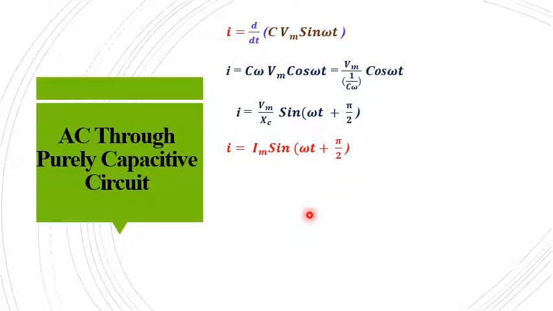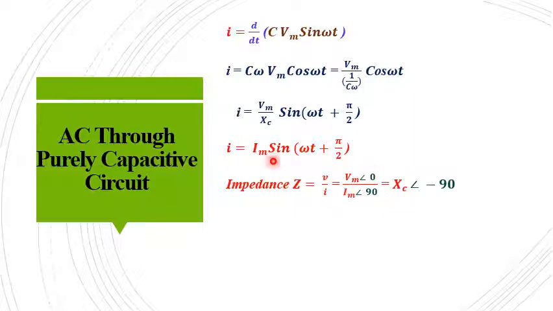Then we need to find the impedance of the circuit. So impedance Z is equal to V by I. V is Vm sin omega t; writing in polar coordinates, it is Vm angle 0. And the current is Im sin(omega t plus pi by 2). Writing in polar form, the maximum value is Im, then the phase angle is 90 degrees, because here we have plus pi by 2. So dividing, we get impedance as Xc angle minus 90 degrees.